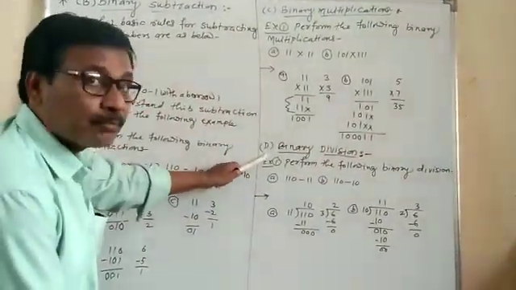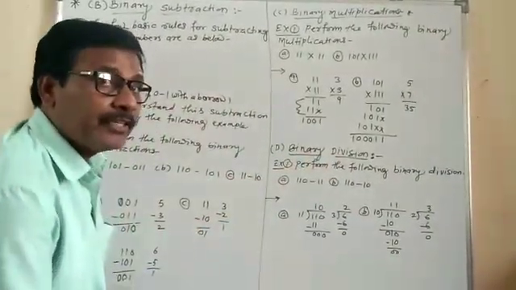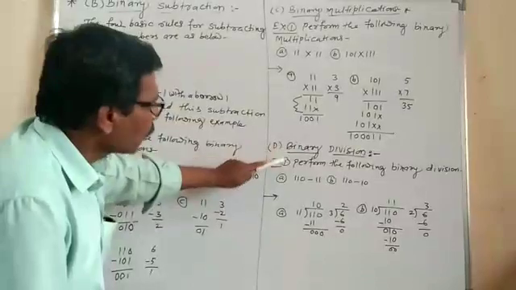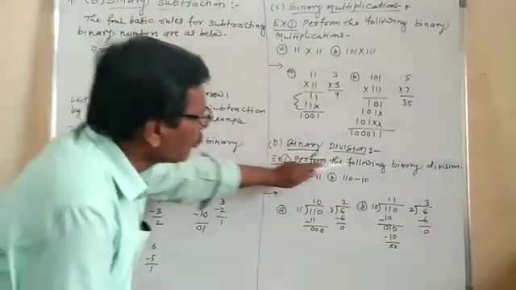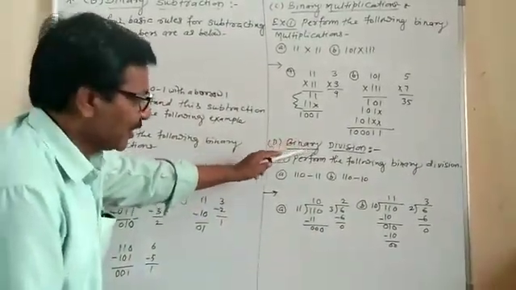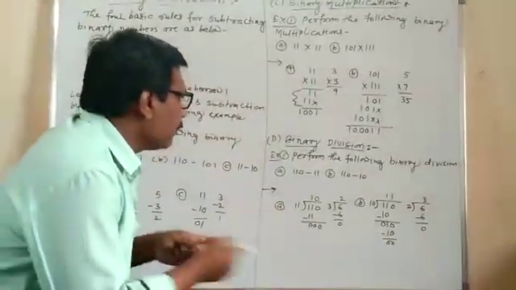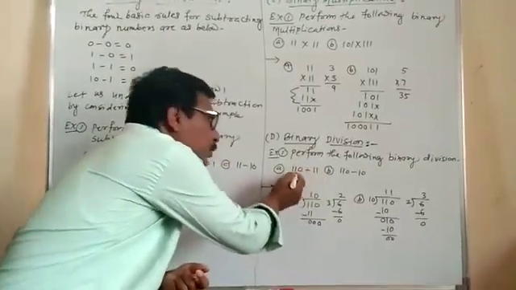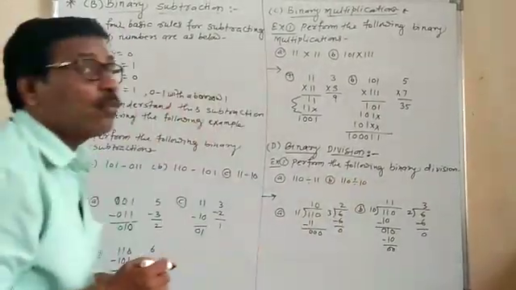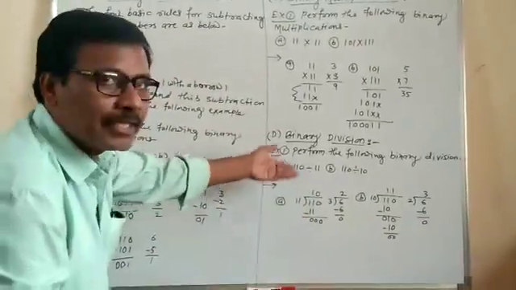Now the fourth binary operation is binary division. As we perform division in the decimal number system, we have to find the answer of this division. So we consider these examples. Perform the following divisions. Which divisions? Binary divisions like this. The first example is 110 divided by 11 and 110 divided by 10. These divisions we perform like we perform them in decimal.